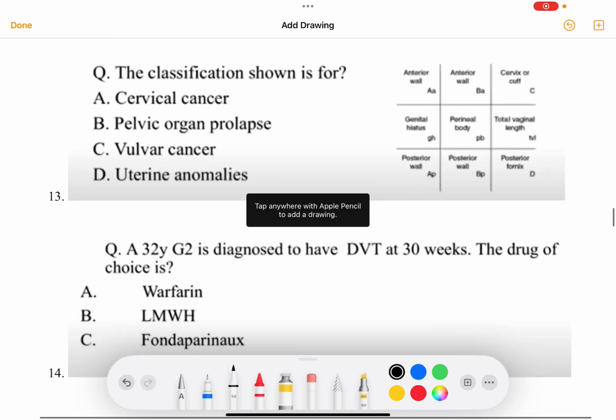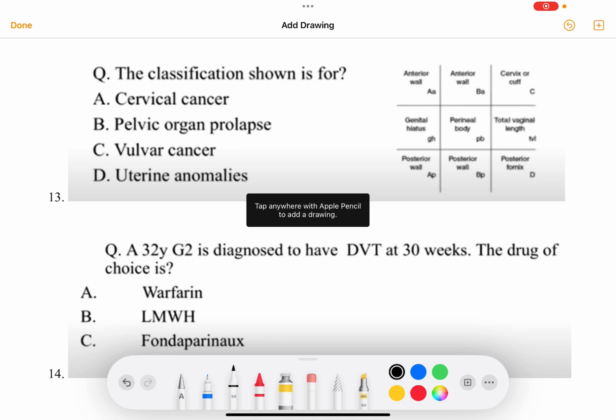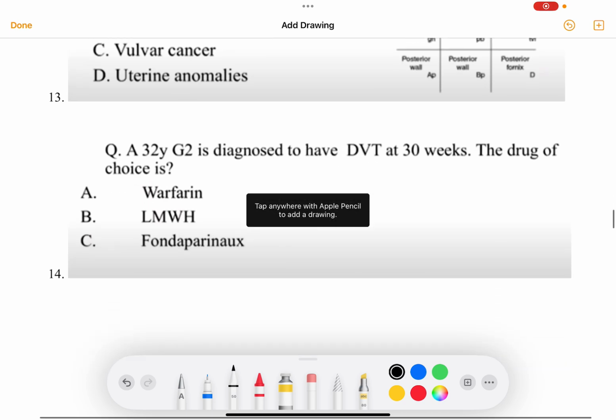Coming to question number 13, a very easy question. What classification is shown here? I had already taught you in pelvic organ prolapse, and I'll be taking lectures on pelvic organ prolapse again. This is the POPQ classification, which you can see in the question. You have 9 grid points: A anterior, B anterior, C, genital hiatus, perineal body, total vaginal length, A posterior, B posterior, and D. These are the 9 points. So it is the POPQ classification. Answer B, pelvic organ prolapse. Every time you get a question on POPQ or Shaw's classification, it is very, very important.